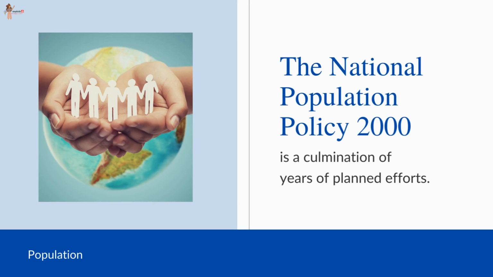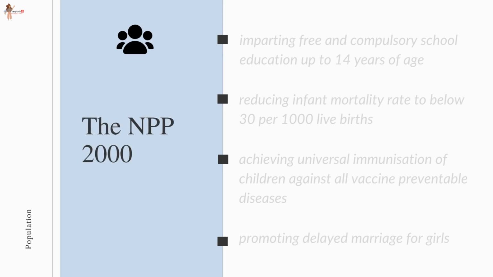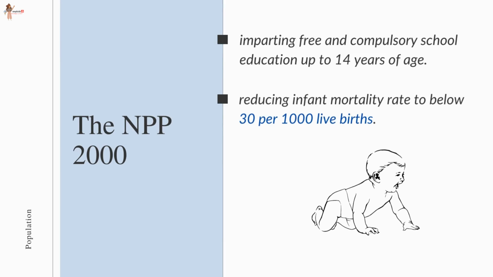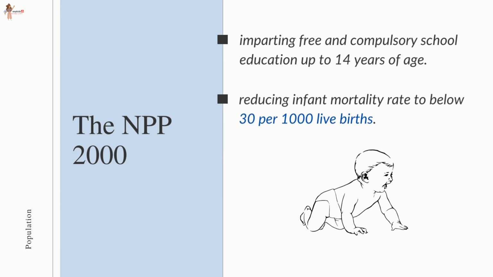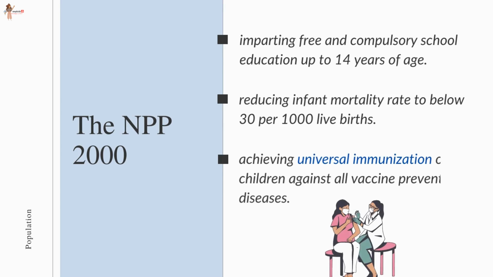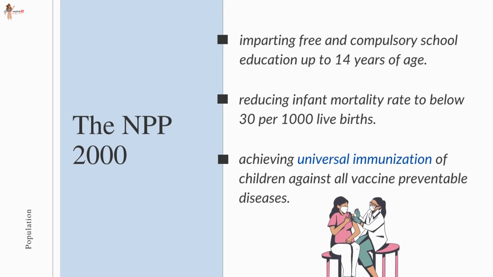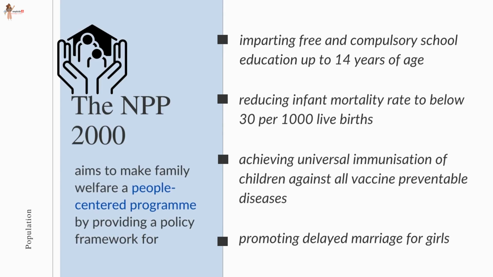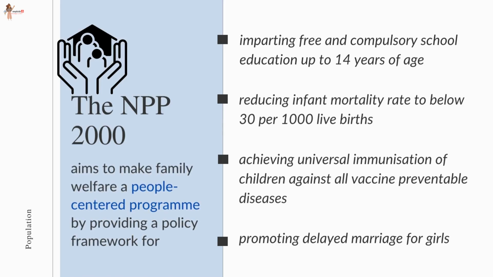The National Population Policy 2000 is a culmination of years of planned efforts. NPP 2000 provides a policy framework for imparting free and compulsory school education up to 14 years of age, reducing infant mortality rate to below 30 per thousand live births, achieving universal immunization of children against all vaccine-preventable diseases, promoting delayed marriages for girls, and making family welfare a people-centered program.